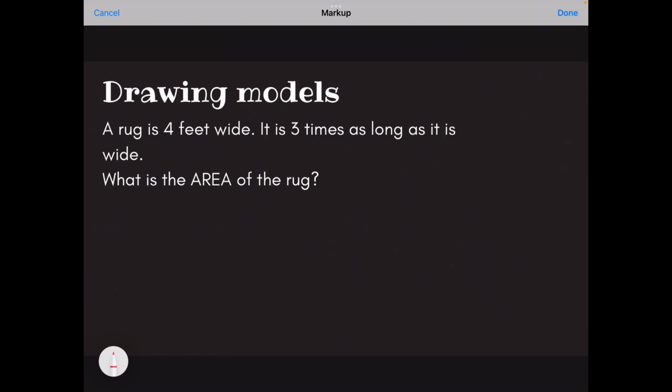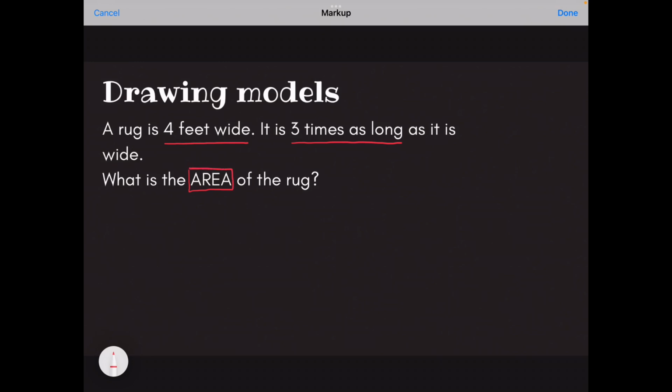and all this means is to just draw out a rectangle. So let's look at this word problem and bring it to life. A rug is 4 feet wide. It is 3 times as long as it is wide. What is the area of the rug? When I go back through this story problem, I'm going to underline some important details. 4 feet wide, 3 times as long as it is wide. And then finally, the question that's being asked is, what is the area of the rug?